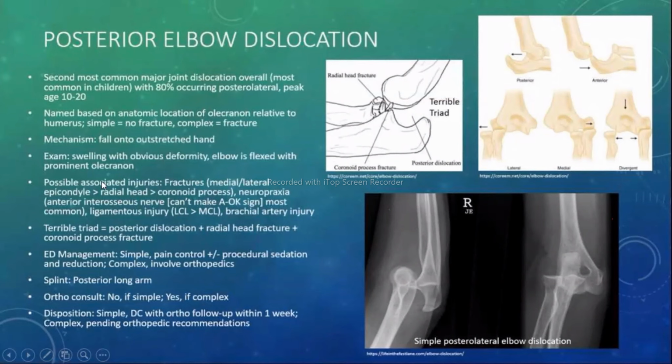So it can be a fracture of the medial or lateral epicondyle. Remember that. After that, it can be the radial head. After that, it can be the coronoid process. So this is regarding the fracture. What is the most common, guys? Medial or lateral epicondyle. If they give you which of the following is the most common fracture: medial or lateral epicondyle, or radial head, or coronoid process, which one?